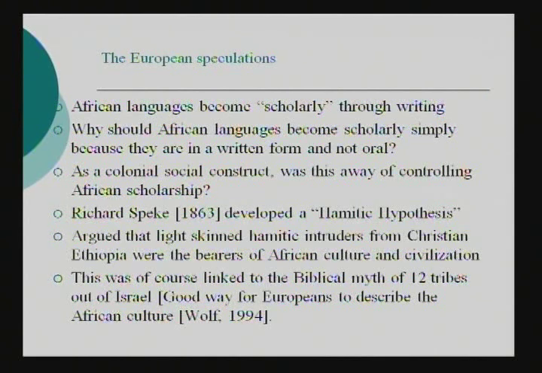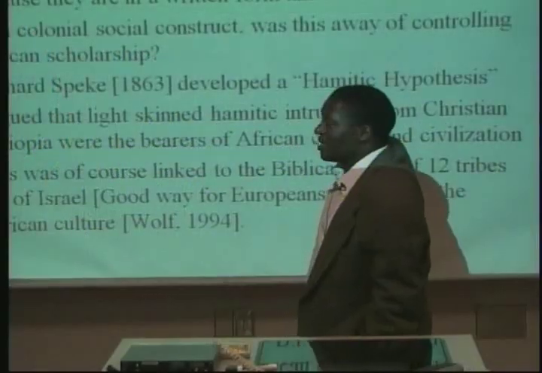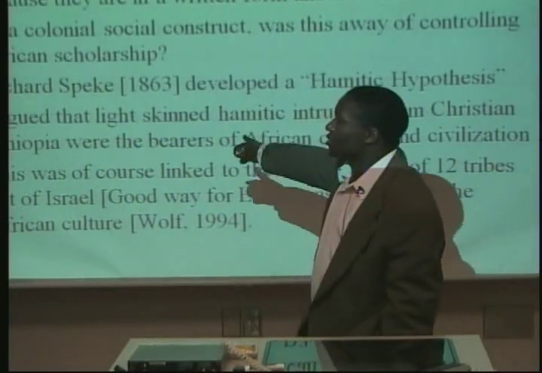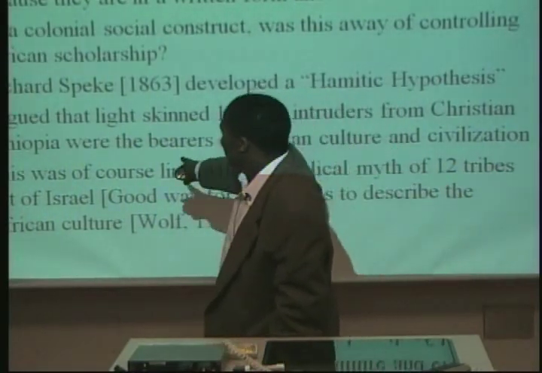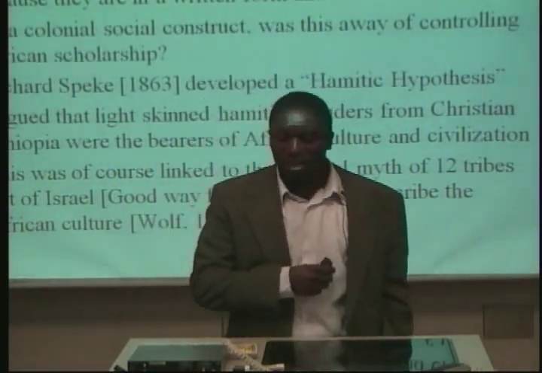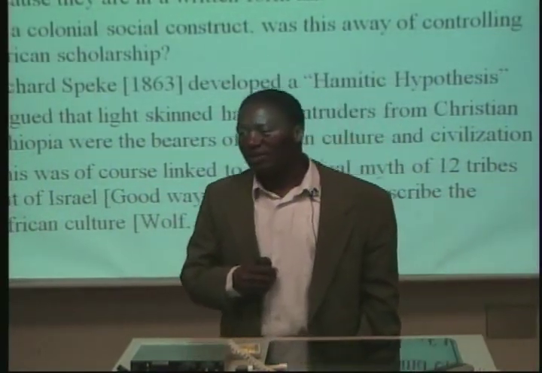1863. This guy, Richard Speke, develops a hypothesis. And he calls it the Hamitic hypothesis. This is what it argued. It said light-skinned Hamitic people are intruders, and who are these, you think?